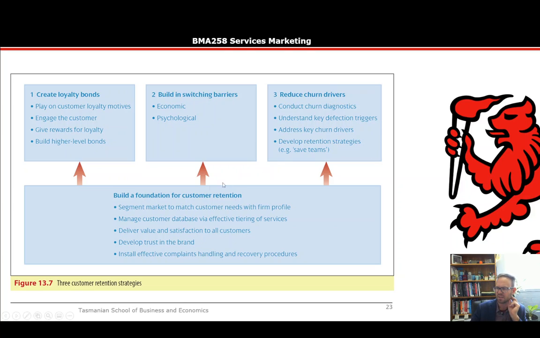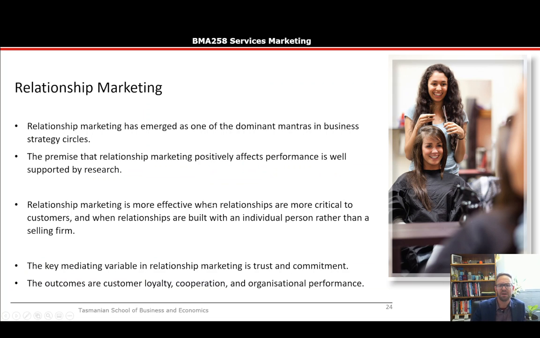Develop retention strategies. And all this will build a foundation for customer retention through segmenting the market and matching customer needs, and all these things here. All right. Now, relationship marketing. This is a very powerful part of marketing. It was its own single theory to start off with in 2002, and it's grown so big that basically all marketing is relationship marketing now.